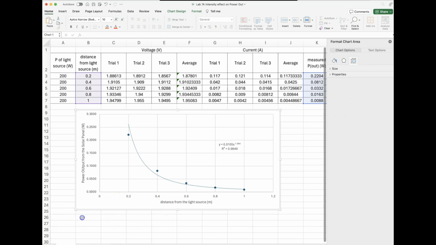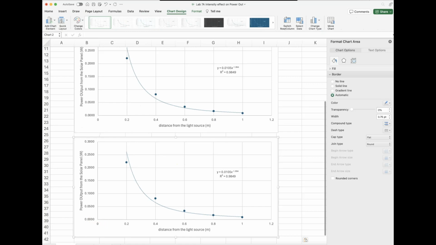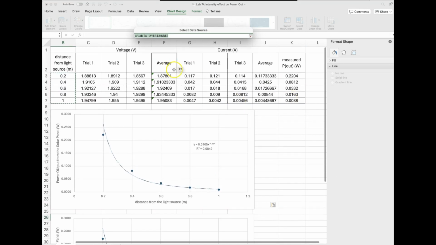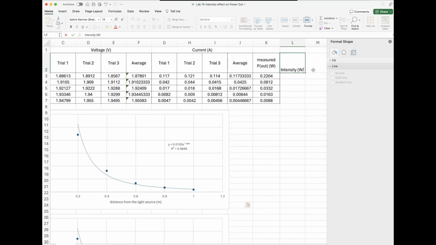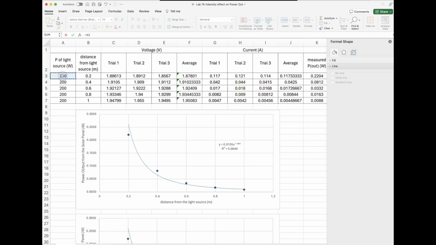I'm going to make another graph here, and for the other class, I had to do intensity. So I'm going to alter this so that instead of using distance, we use the intensity, which I didn't calculate, so I can't do it yet. Let me calculate that real quick. I didn't do it for this data table. The intensity from the light source is going to be the power of the light source divided by the surface area of a sphere.